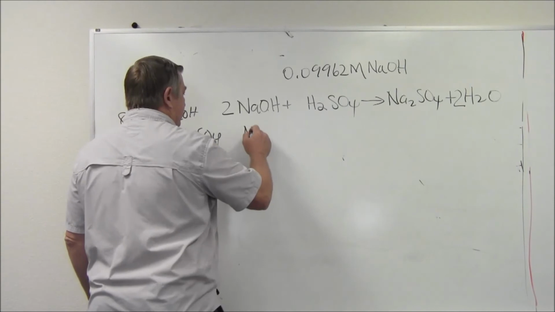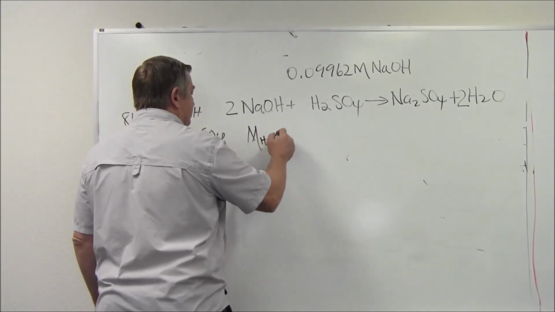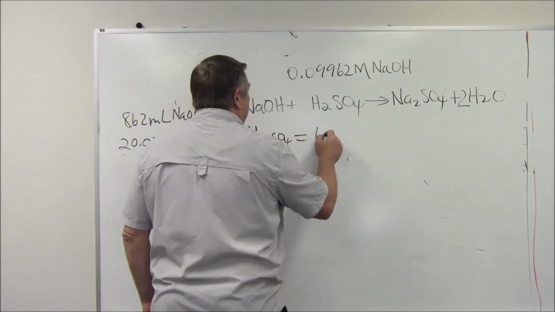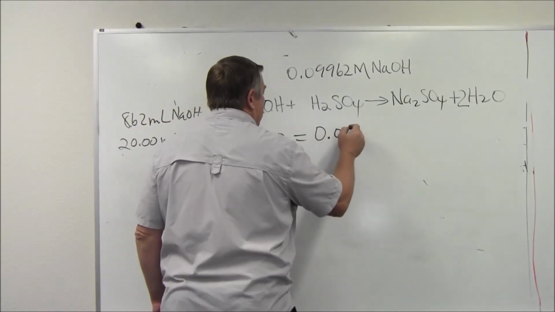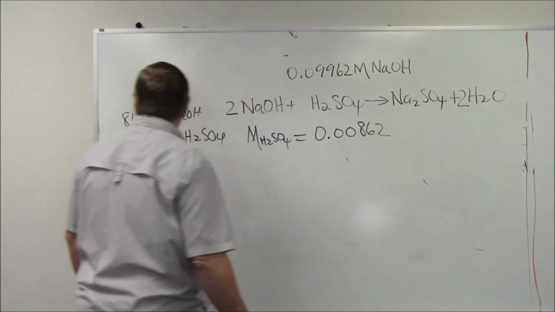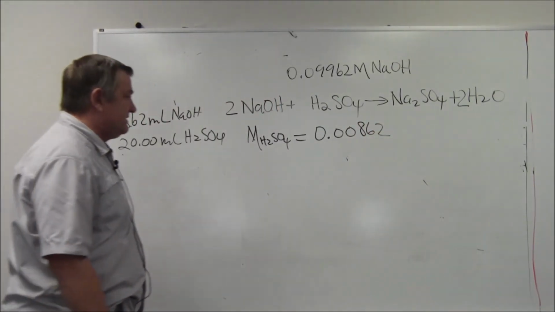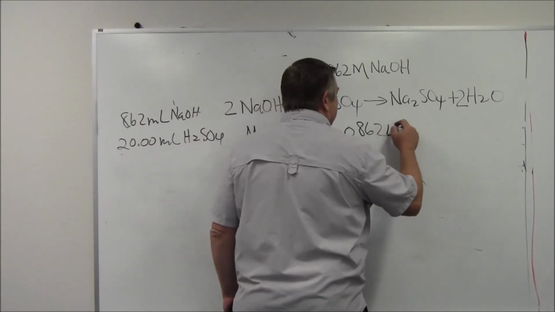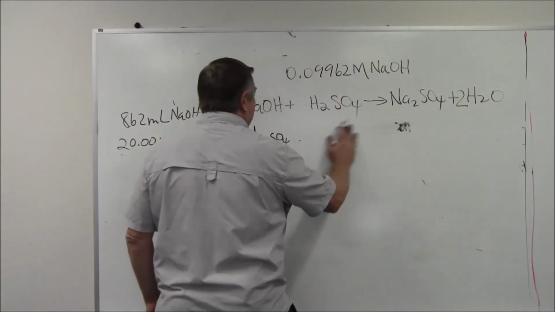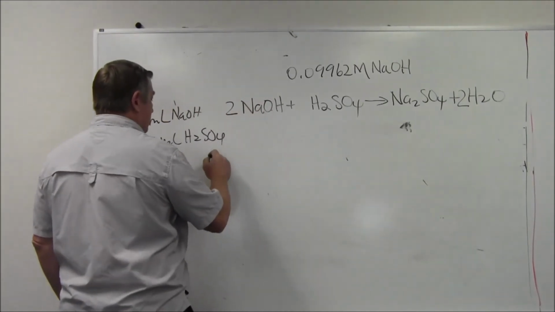So here we've got molarity of our unknown, which is H2SO4, equal to mL of known. We'll change it to liters. Divide by 1,000, and you get 0.00862 liters of NaOH. Let me write this so I have room.